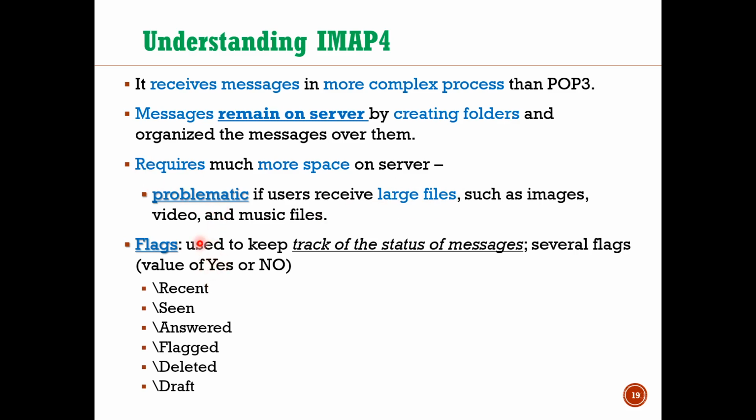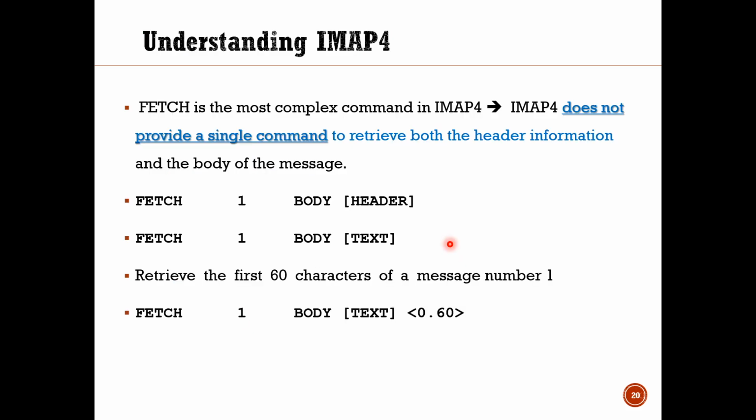IMAP4 uses flags in order to keep track of the status of the message. There are several flags, for example, one indicating whether a particular message is recent or not. If the value of the flag is yes, this is a recent message. The same goes for the others. Deleted: this message can be marked as deleted, yes or no. Each of these flags holds a value, either yes or no, to keep track of the status of the message.